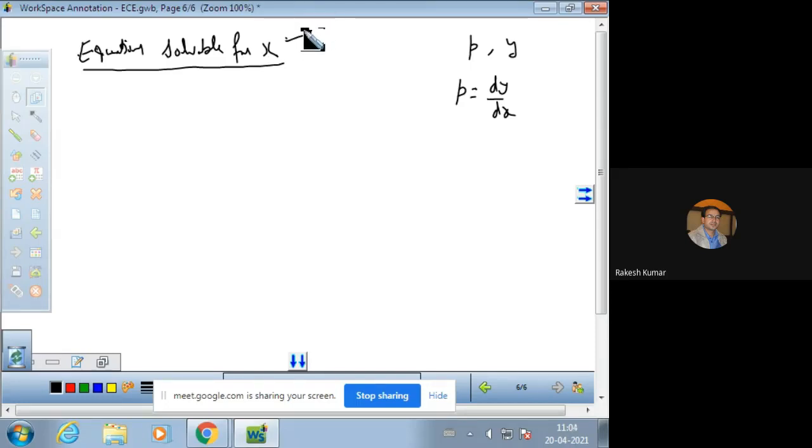Now what does it mean? It means we can express a differential equation in terms of y and p, and we can write down x in terms of y and p. Means to say that f is a function of y and p. We will express the differential equation and find the value of x.